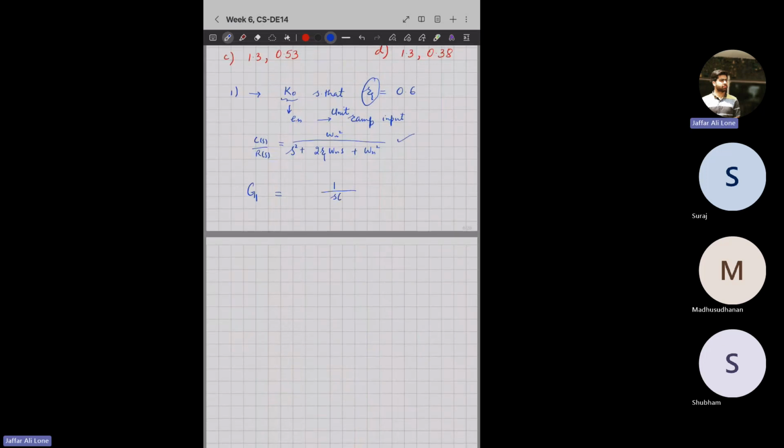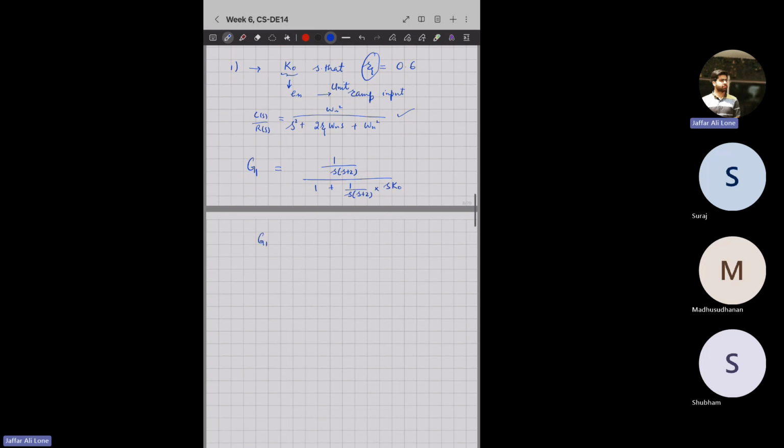1 divided by s into s plus 2, this is G of s, divided by 1 plus G of s, H of s. s plus 2 into H of s is s into K naught. Perfect. Now let's try to solve it a bit. So g1 is equal to 1 divided by s into s plus 2 whole divided by s square plus 2s plus s k naught divided by s into s plus 2. This and this goes.